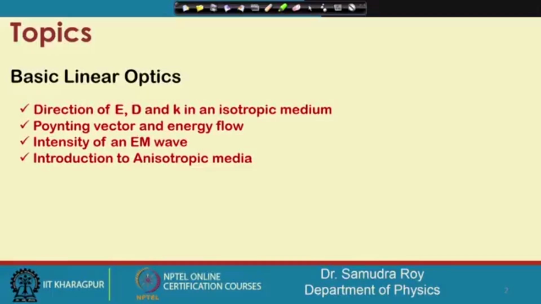So, when we launch an electromagnetic wave, the intensity is a very important parameter in nonlinear optics. So, we need to know how the electric field amplitude and intensity are related to each other. So, we will find an expression for that, and finally, we will introduce what is an anisotropic medium. So, this is the introduction of anisotropic media. I am not going to say much about anisotropic media in this particular lecture, but I would like to give some introduction. So, let us start.